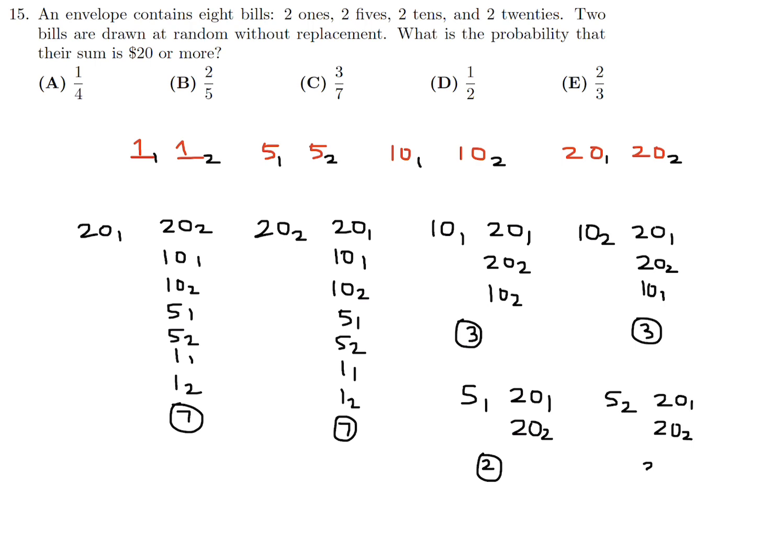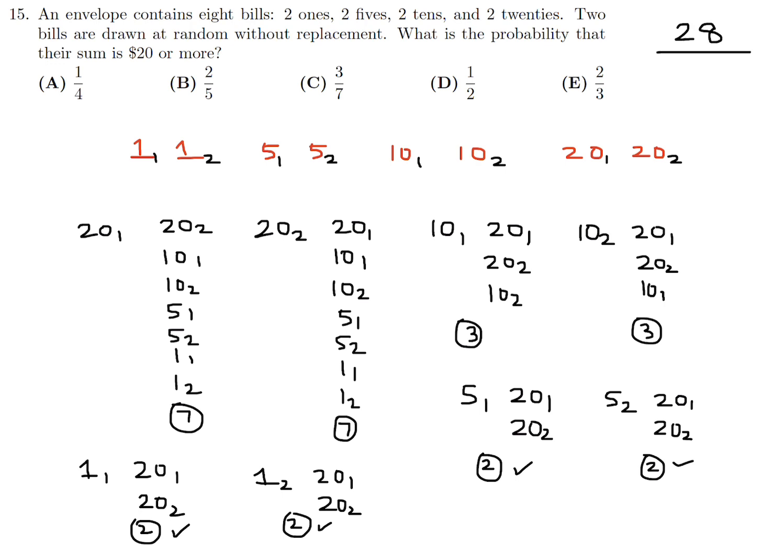And then how about if I take a $1 bill? I would be able to reach 20 if I add one of the 20s. And I think that's it. That exhausts all the possibilities. So let's count this up. 7 and 7 is 14. 3 and 3 is 6, so up to 20. 22, 24, 26, and 28. So I got 28 is my numerator.